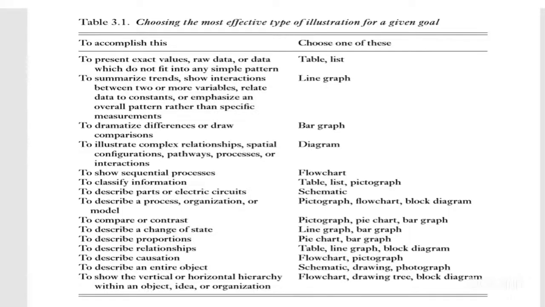So let me talk about the line diagram. Line diagrams are a form of chart that helps you discuss patterns, how things have changed over a period of time, and we're going to be looking at it. The bar graph is used for categorical variables.